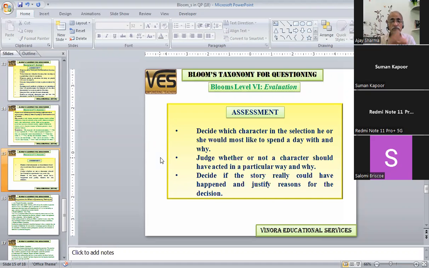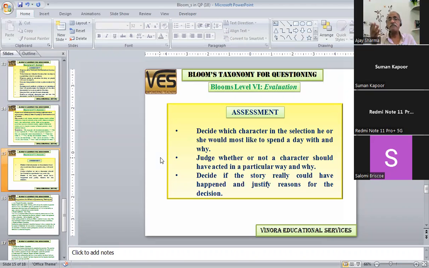अभी हमारा यहां तक है, तीसरा. Decide if this story really could have happened. अगर ये स्टोरी वाकई में हैपन होती तो इसका रीजन जस्टिफाई करिए अपना आंसर कि व्हाई इट शुड हैव हैपेंड. It can happen and it cannot happen.